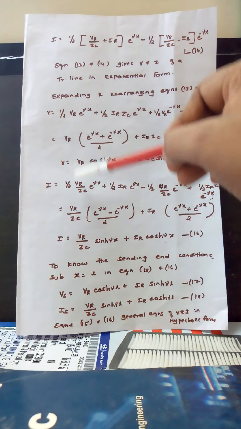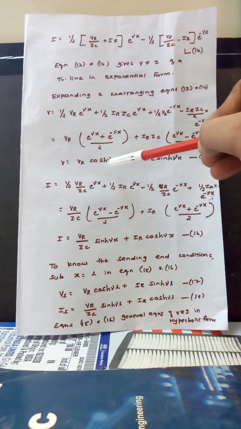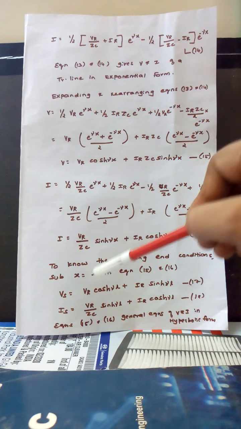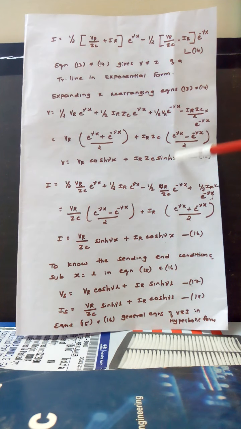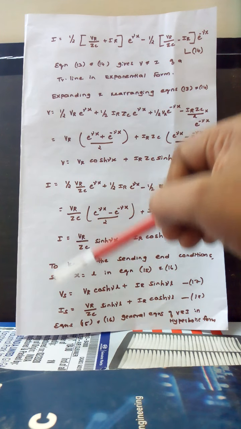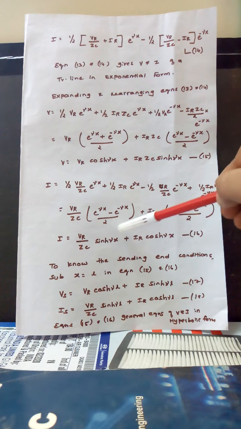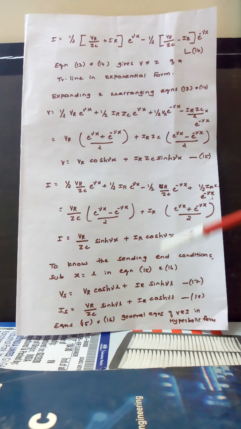So here we can write Vs in terms of VR into cosh of gamma into x, where x will be replaced by L. Similarly, here also x will be replaced by L. In the current equation also, I will become Is. So here it becomes sinh of gamma into x, with x replaced by L here. Again here also IR into cosh gamma into L. So this is the general equation for voltage and current in hyperbolic form.